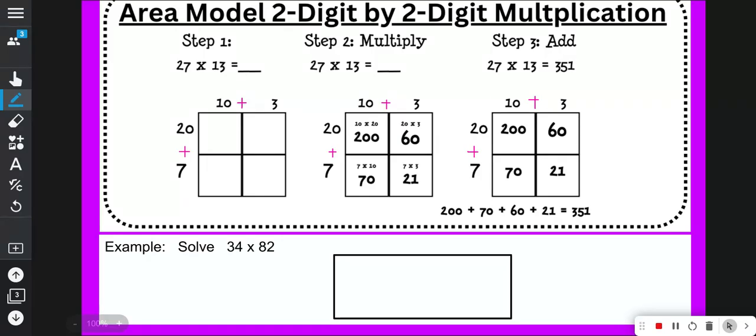The very last step is to add all our partial products together. So we're going to add the 200 plus the 70 plus the 60 plus the 21, and we end up with our answer of 351.